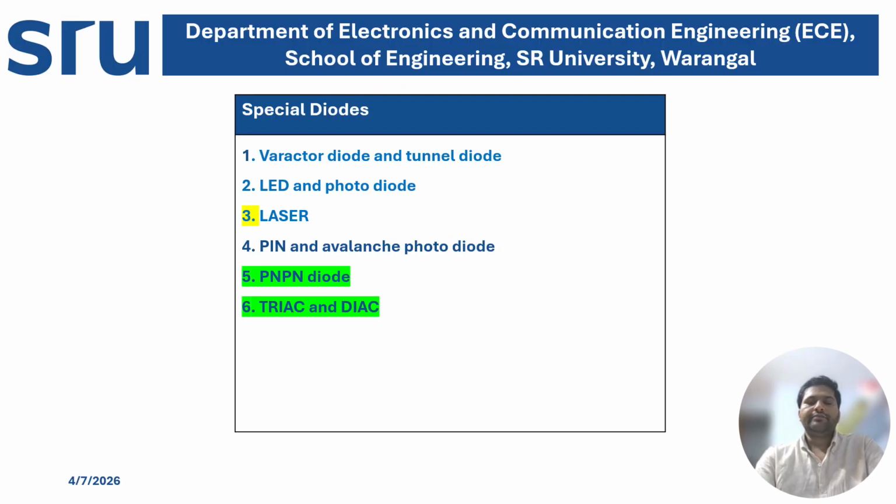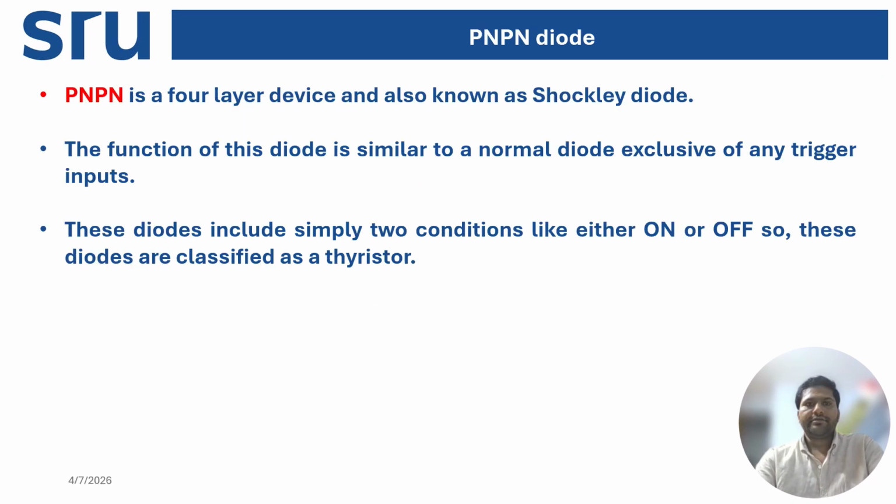So, in the previous lecture, we completed the special diodes, that is varactor diode, tunnel diode, LED, photodiode, laser, PIN diode, and avalanche photodiode. Today I will discuss the PNPN diode, TRIAC and DIACs. These are also part of special diodes.